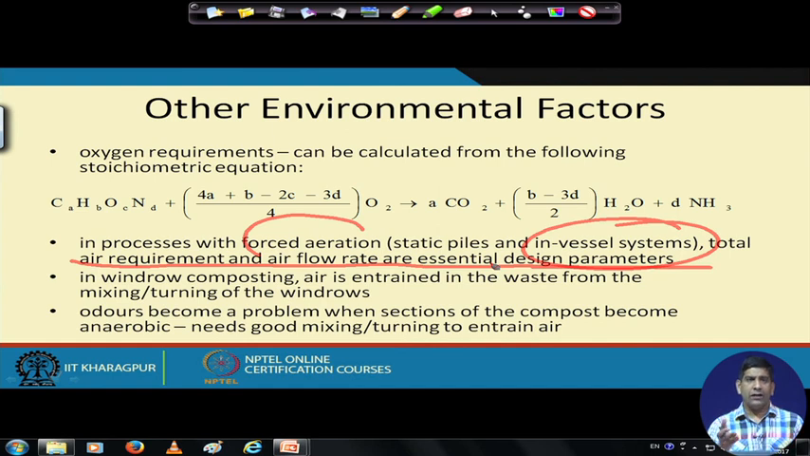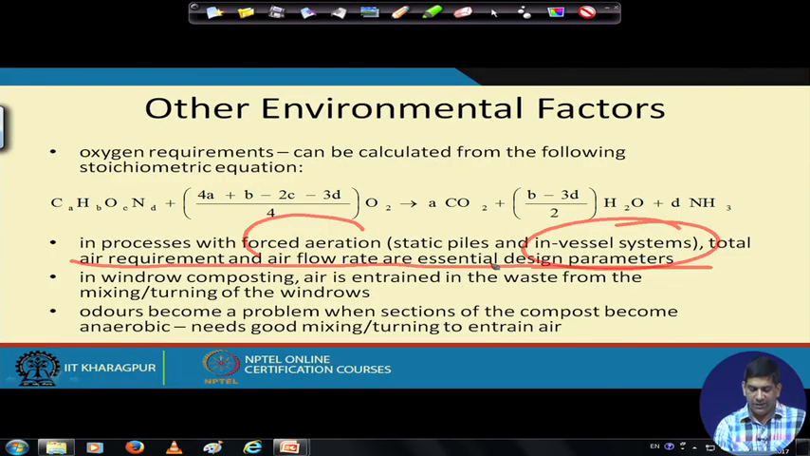And then you can do windrow composting. Windrow composting, how we add air: we keep on turning the waste. We turn the waste from time to time. We bring our waste turner and we turn the waste. While we are turning the waste, air is getting into the waste pile. So that's how mixing and turning of windrow is done in terms of composting.